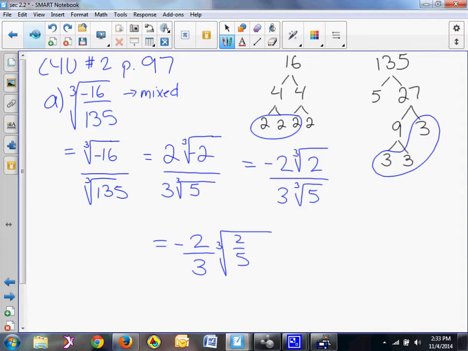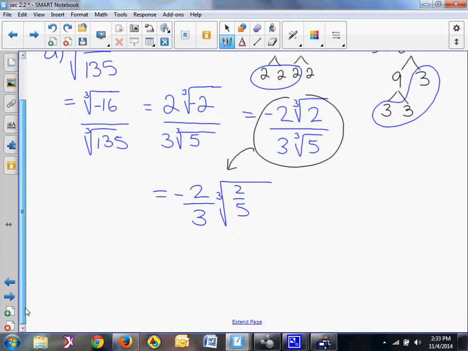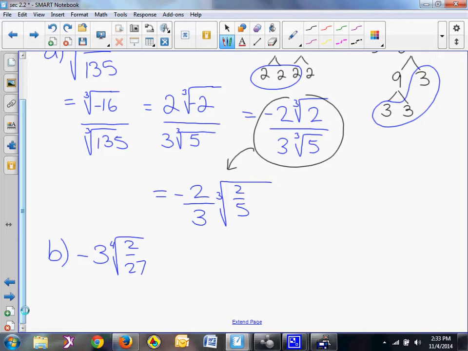Okay, so if you get this and you're like, well, how did you do that? You can ask me. What I've circled here in black, that is a perfectly good answer. So if that's as far as you got, let's stick with that. Okay, and then we're going to do B. So B is the -3 and then the fourth root of 2/27. And then they want this as an entire radical.